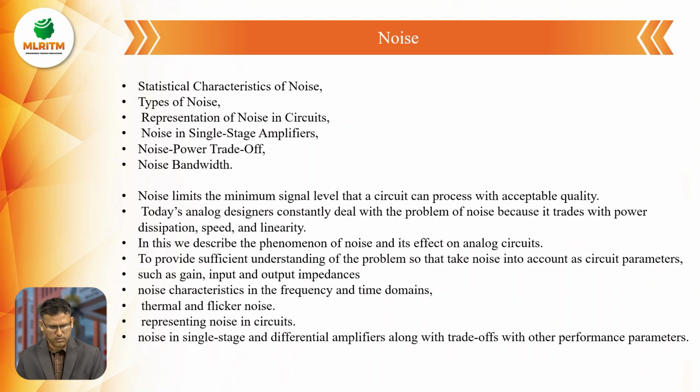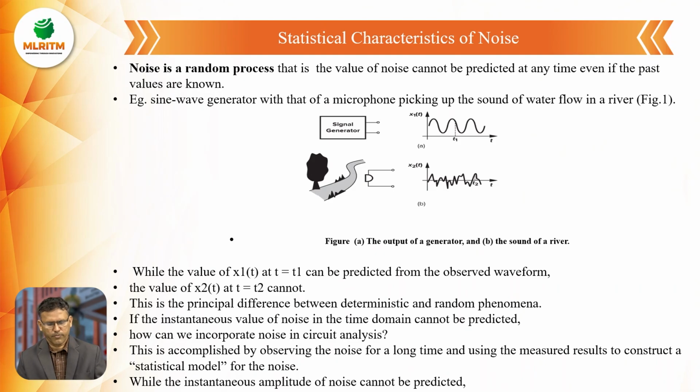So, for example, consider that noise is a random process. In this example, consider a signal generator. The signal generator generates the message signal, and here consider the sound of a river. This is a river passing path, and we are getting some sound of the river, which is represented graphically in terms of x1(t) and x2(t).